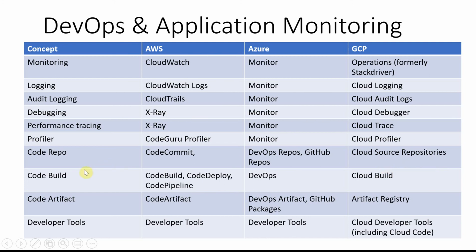And the code build. Again, it is about creating a pipeline that builds your code, deploys it, and runs the pipeline. Typically Jenkins would be used. The equivalents in the cloud space are CodeBuild, CodeDeploy, and CodePipeline. These are the AWS solutions. In Azure it is Azure DevOps, and in the GCP world it is Cloud Build.